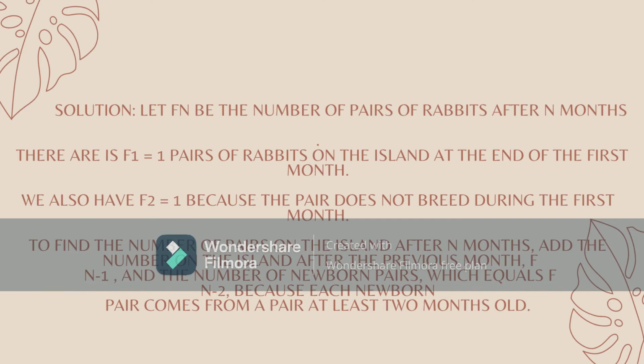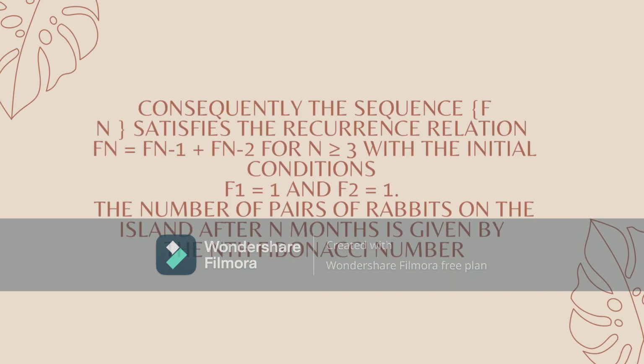previous month, fn minus 1, and the number of newborn pairs, which is equal to fn minus 2, because each newborn pair comes from a pair at least 2 months old. So by using that knowledge, we find that the sequence fn satisfies the recurrence relation fn is equal to fn minus 1 plus fn minus 2 for n greater than or equal to 3, with the initial conditions f1 equal to 1 and f2 equal to 1.